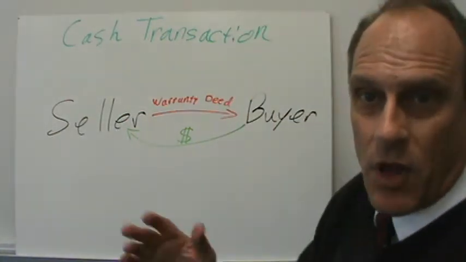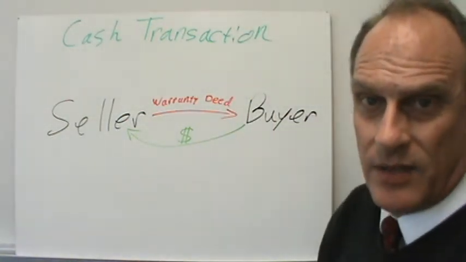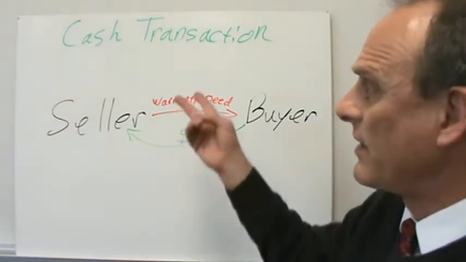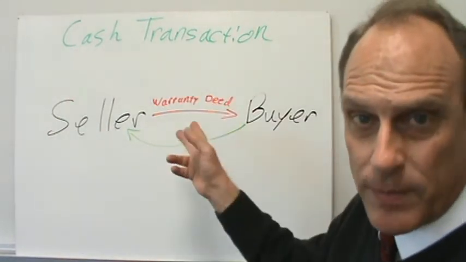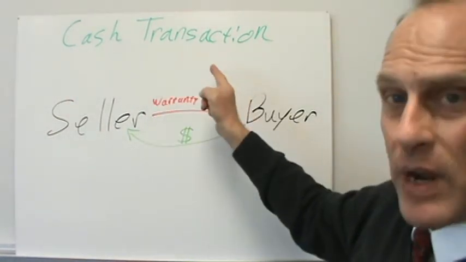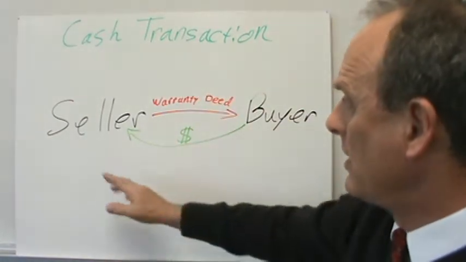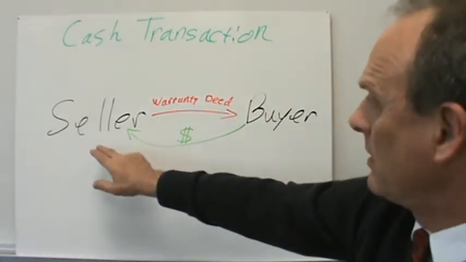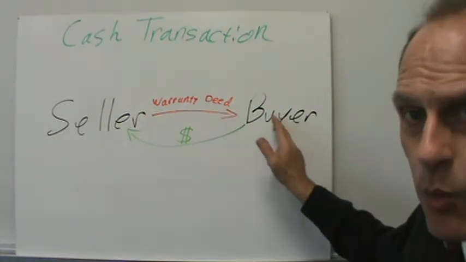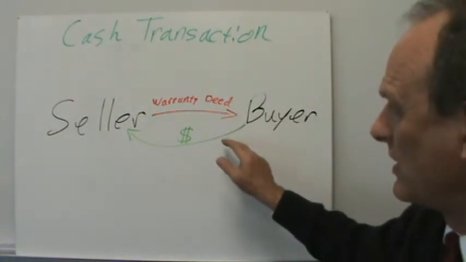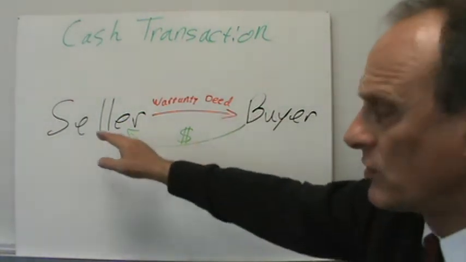Okay, so let's put all this together and see how the transaction works. We've got three situations here. On this panel, this is a cash transaction. Very simple. The seller has the property. Seller's going to give the buyer a warranty deed, and the buyer's going to give cash to the seller.